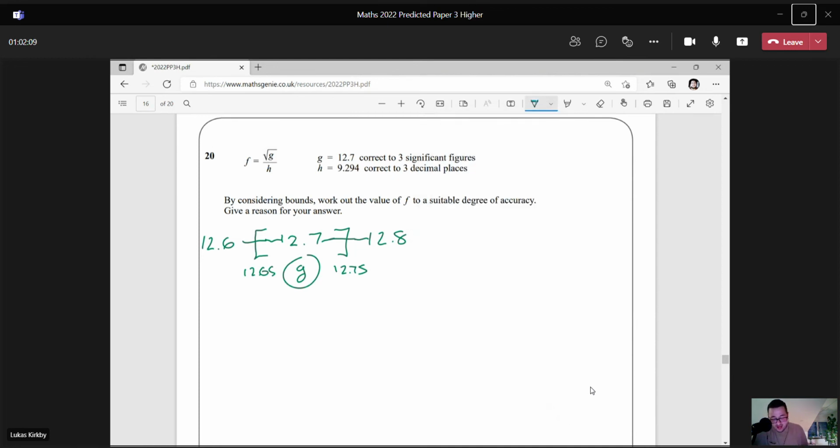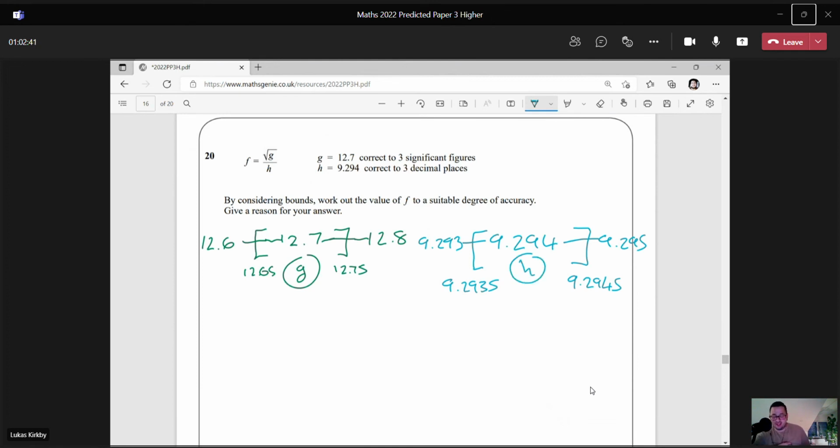Now, if we think about H, well, that was 9.294 to 3 decimal places. So again, you think about the previous one, 9.293, and the next one, 9.295. And again, we just think about the halfway points, which would be 9.2935 and 9.2945. And that's not F, sorry, that's H. So those are our bounds for H.